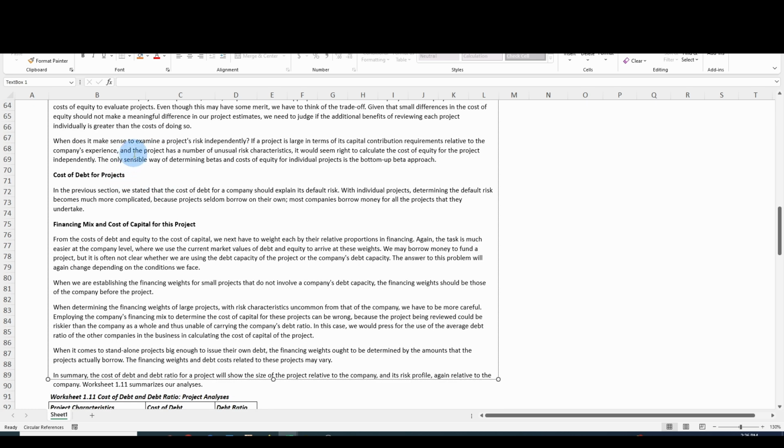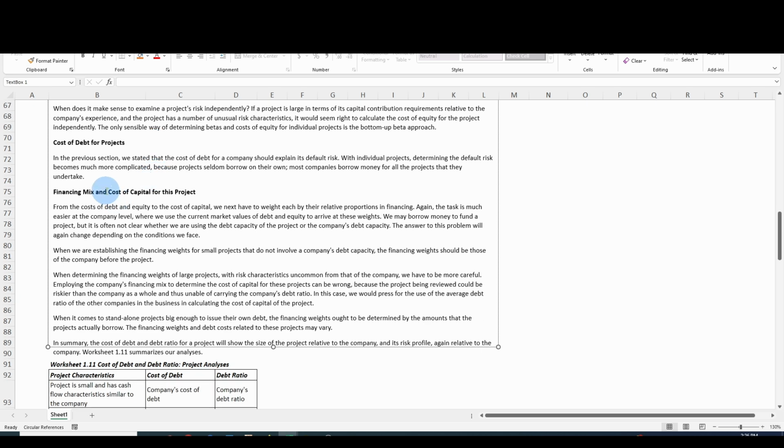When does it make sense to examine a project's risk independently? If a project is large in terms of its capital contribution requirements relative to the company's experience, and the project has a number of unusual risk characteristics, it would seem right to calculate the cost of equity for this project independently. The only sensible way of determining betas and cost of equity for individual projects is the bottom-up beta approach.